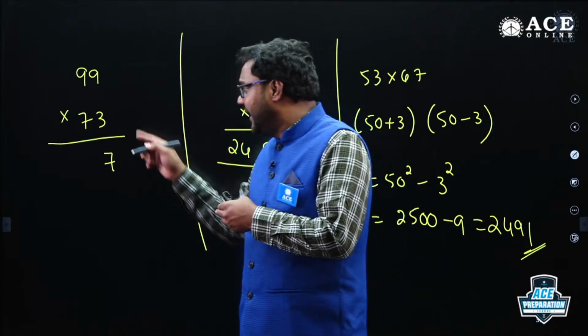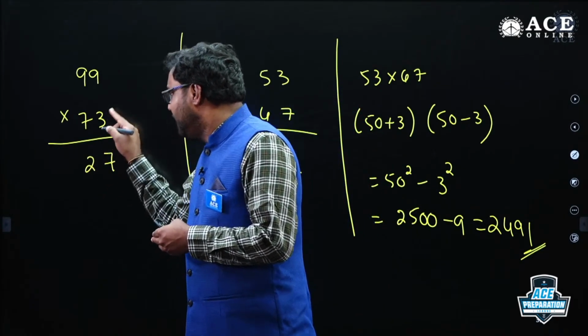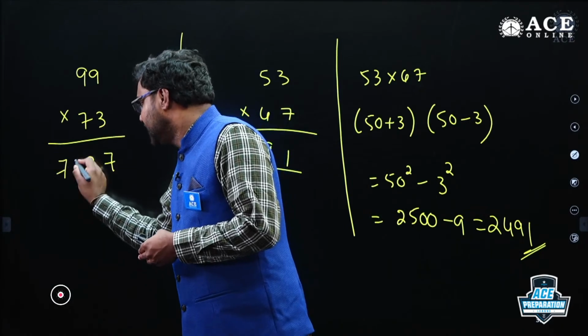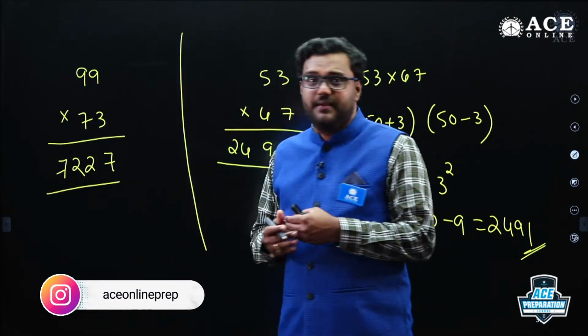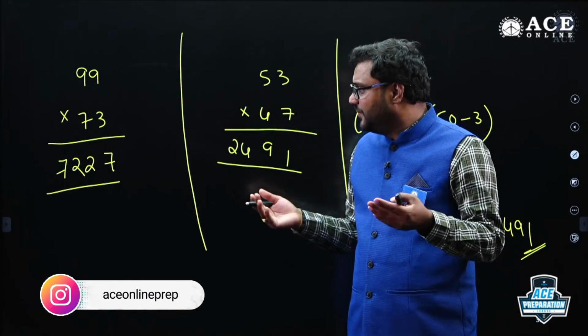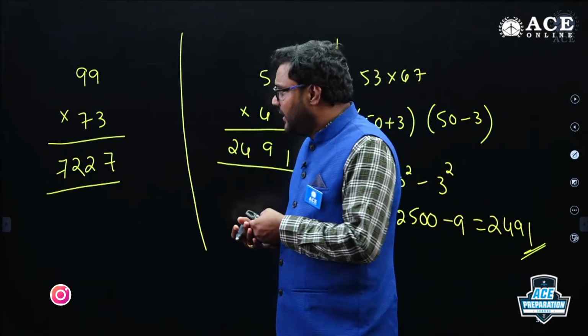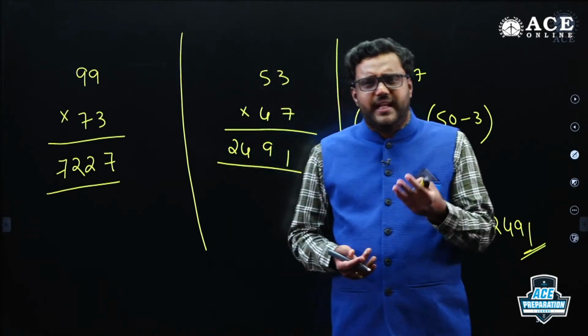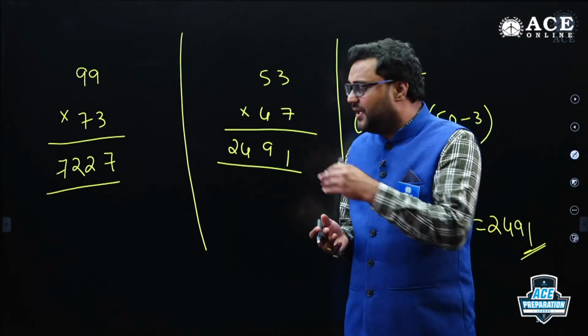Right. So now here, 9 into 3, 27, 2 carry. Okay, 90 and 2, this is 9 for us. So 63 along with 9. So we got 7,227. 7,227.